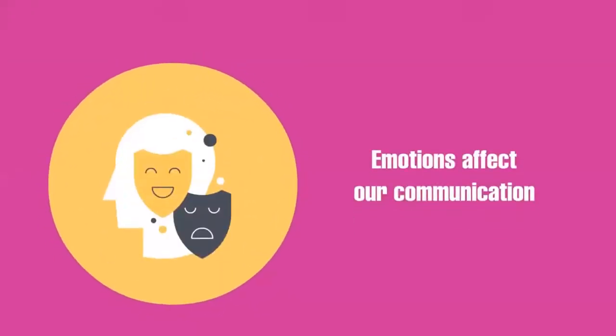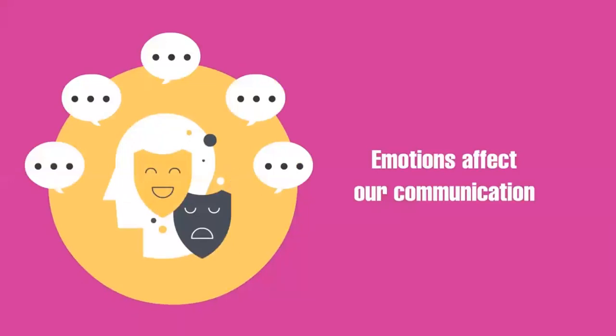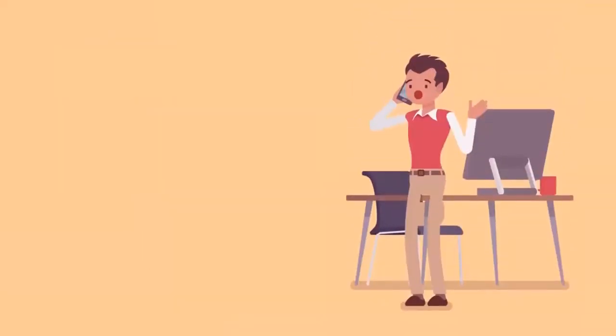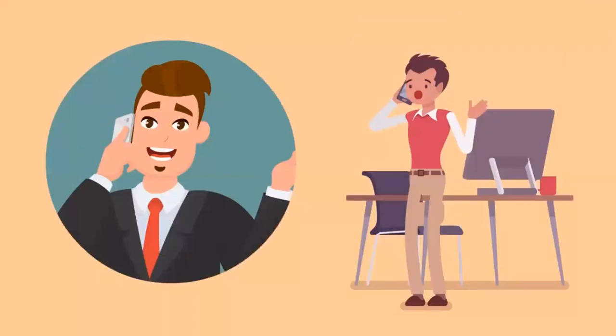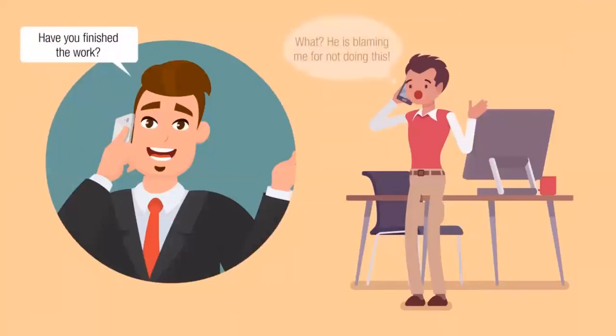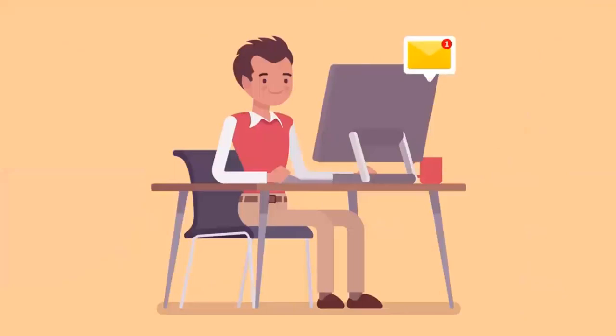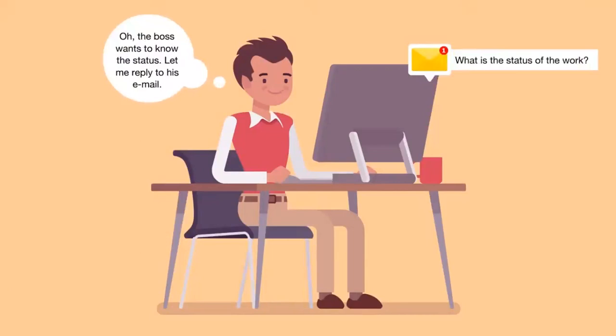Our emotions also affect our communication. How we interpret what we hear is affected by the thoughts that come to our mind when we are listening. For example, if your boss asks if the task that was assigned to you has been completed, and you interpret it as the boss blaming you for not completing the task, you are likely to respond in anger. However, if you interpret the message as your boss just wanting to know the status, you are likely to feel less angry and defensive.